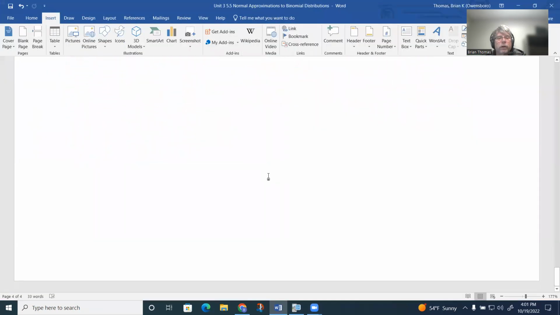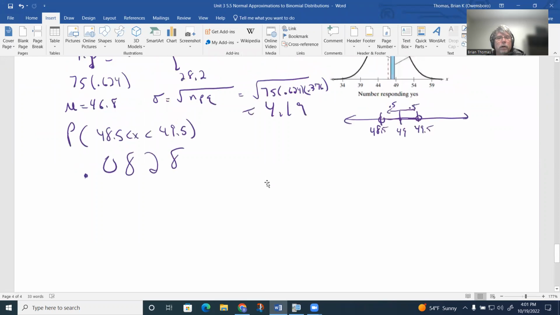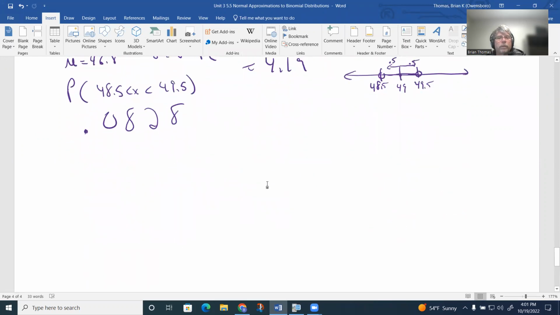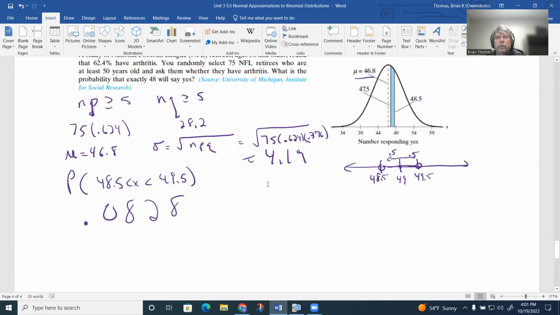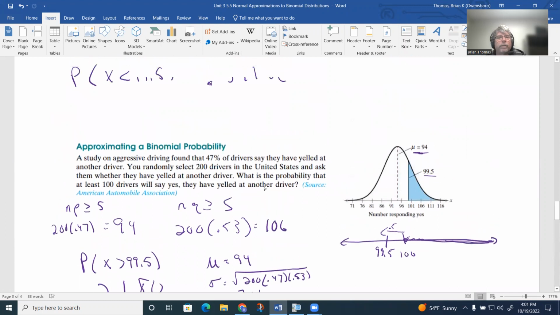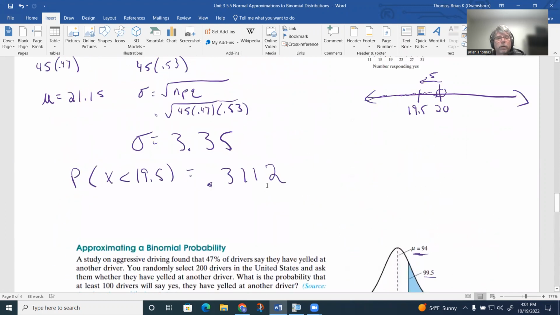Let's see what else we got here. All righty. So that kind of concludes some examples involving approximating the probabilities there.